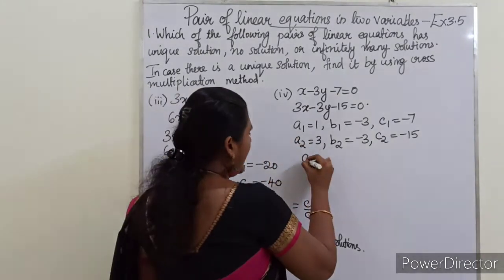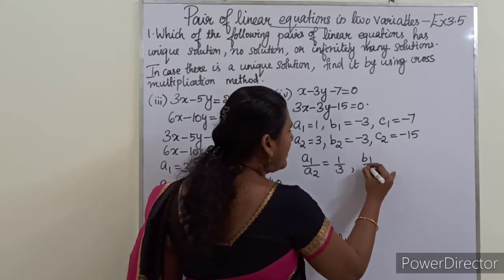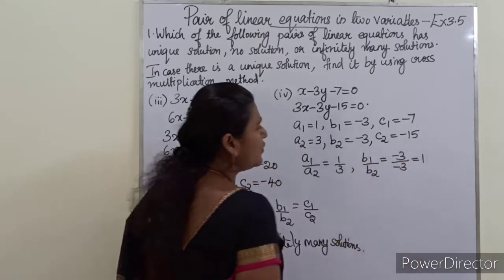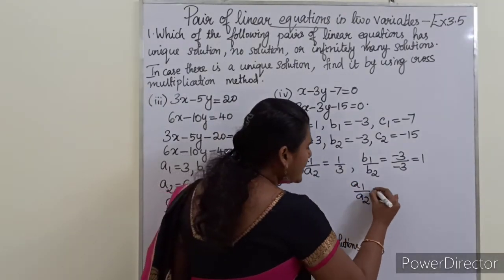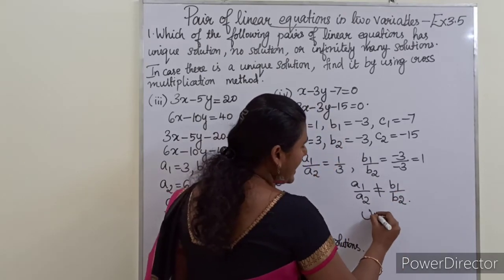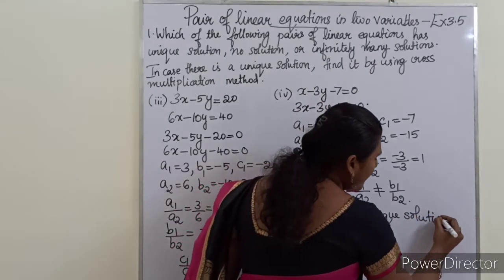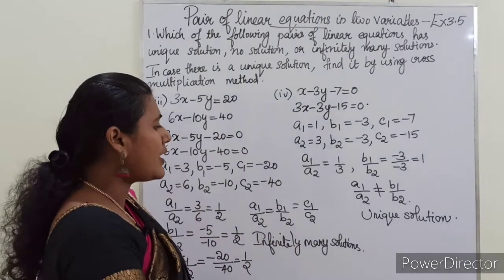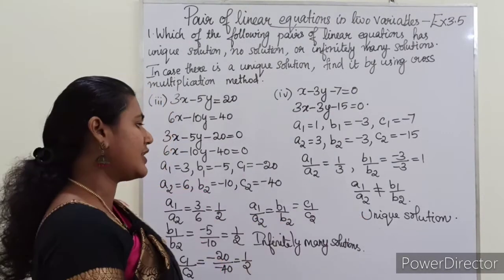Now we will verify A1 by A2 is equal to 1 by 3 and B1 by B2 is equal to minus 3 by minus 3, which is equal to 1. So here if you see A1 by A2 is not equal to B1 by B2. So the given pair of equation has unique solution. And since we got unique solution, we have to find out the solution by cross multiplication method.